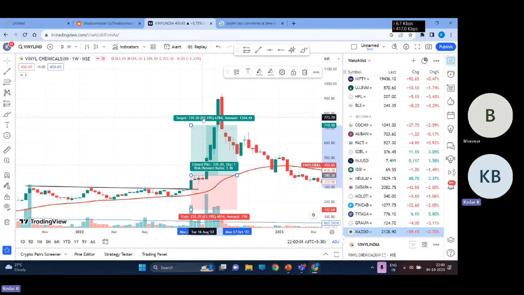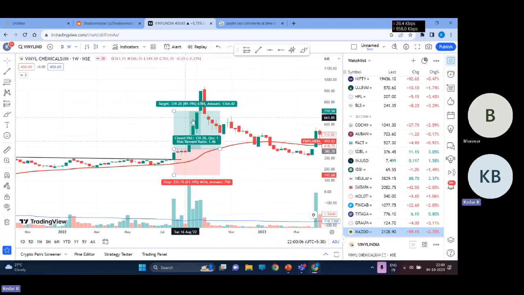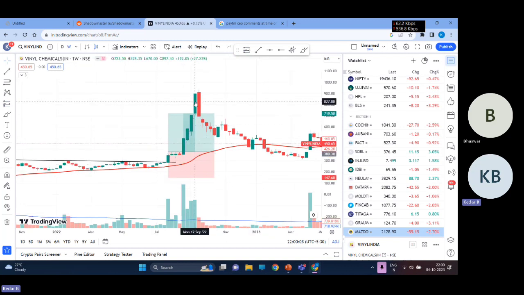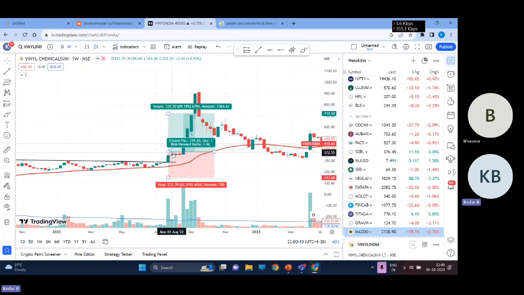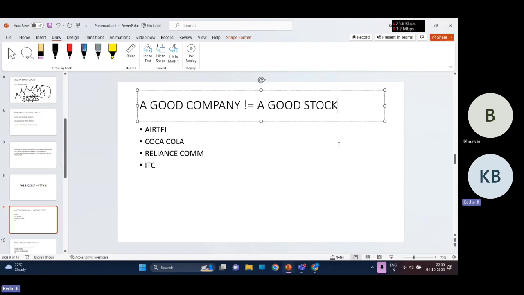So I made a decent, around 85% that time. Even a part of this up move is so much enough for me, because from July till September it gave me such brilliant returns that it's near 2xing my capital. So these are the kind of stocks I'm looking for. Good stocks. I'm not looking for a good company.